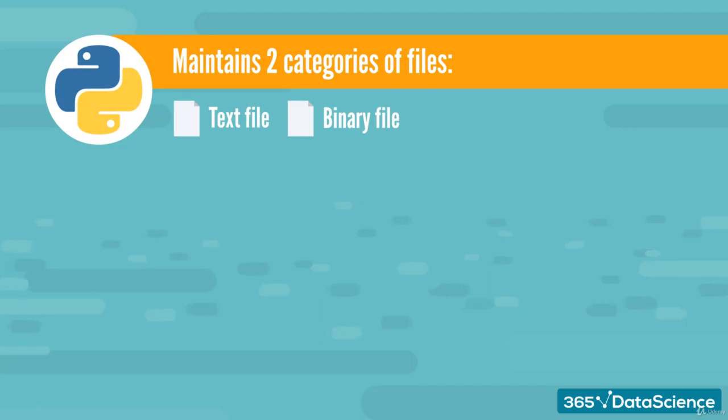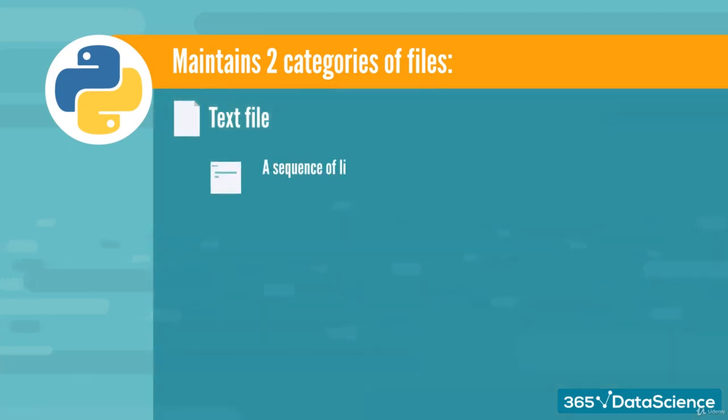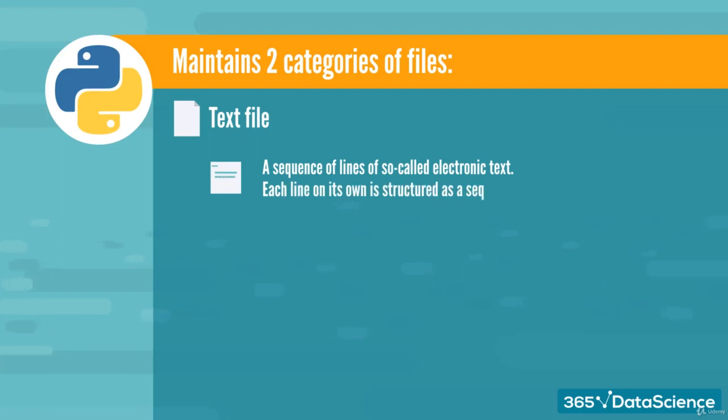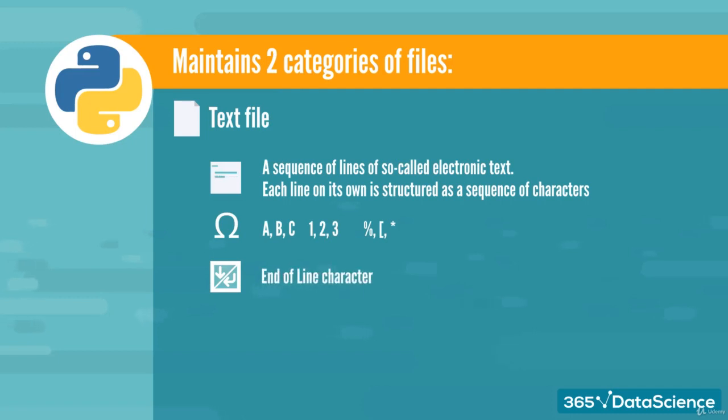Let me elaborate. A text file is actually a sequence of lines of so-called electronic text. Each line on its own is structured as a sequence of characters. Likewise, don't imagine electronic text as words only. Here we are referring to text, numbers, and symbols altogether. Furthermore, if a text file is composed of multiple lines, they are normally terminated with a special character called end-of-line character, or EOL for short. There's no need to dig into details and examples now, but it is important to be familiar with this concept.